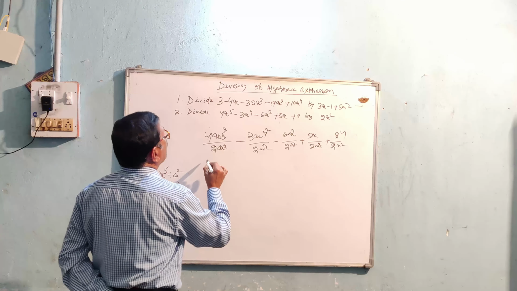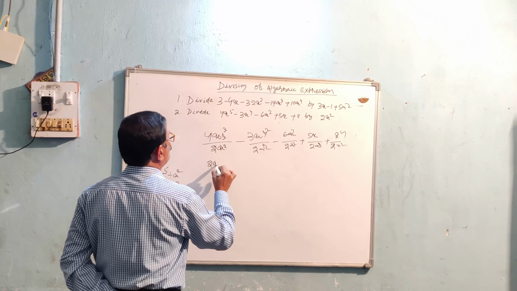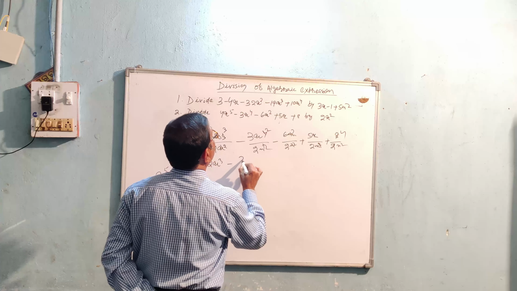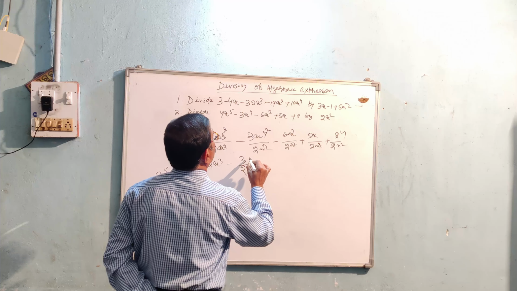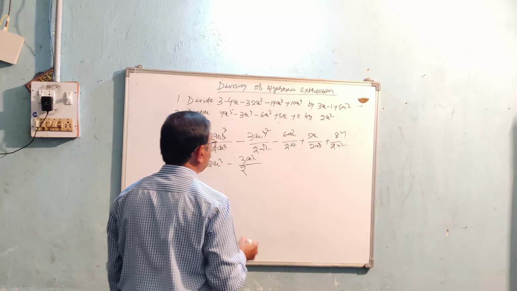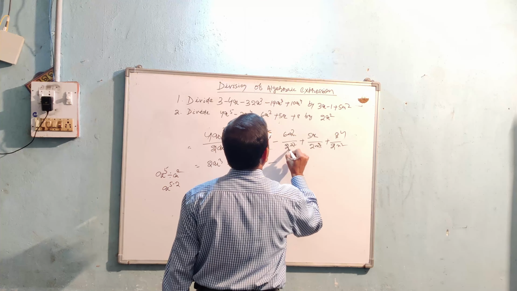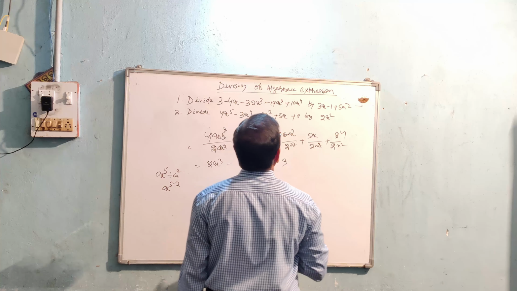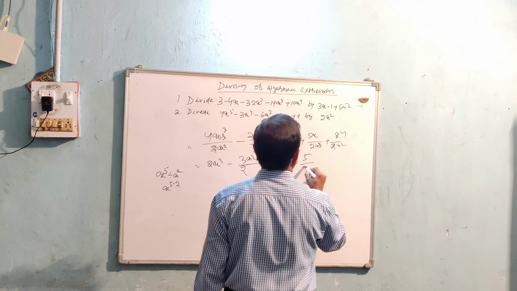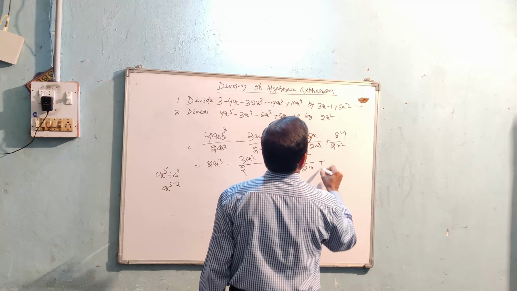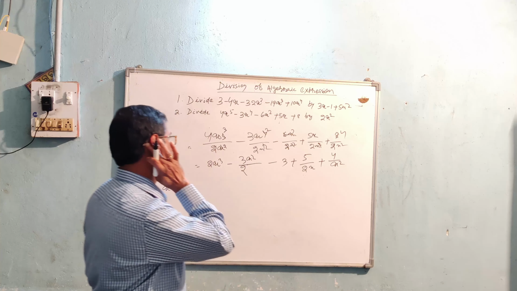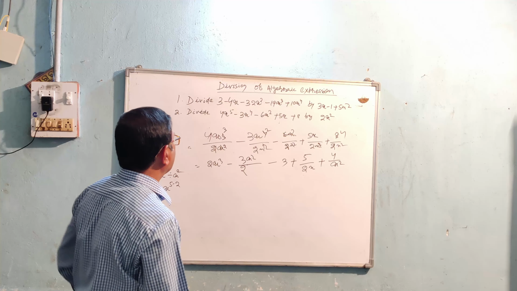Finally we are having 2x cube, here 3 by 2, that is 3x square by 2, and here we are getting minus 3, and here we are getting plus 5 by 2x and plus 4 by x square. In this way we are getting this one.